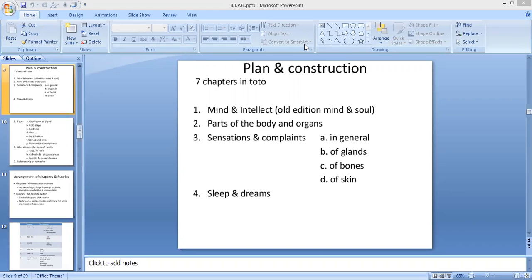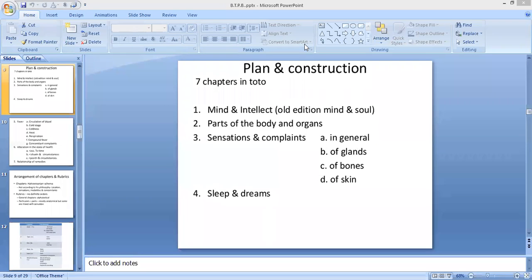So in this sequence from head to lower extremities, all the subchapters are arranged properly so that we can easily find the rubric according to the arrangement of the subchapters in this part. Then the third part is sensation and complaints.